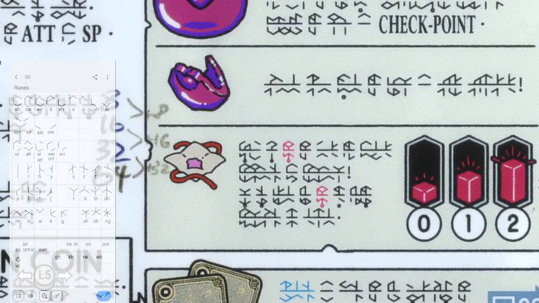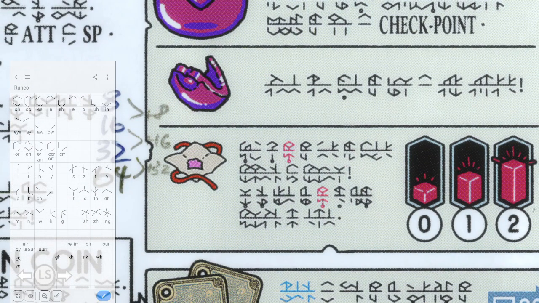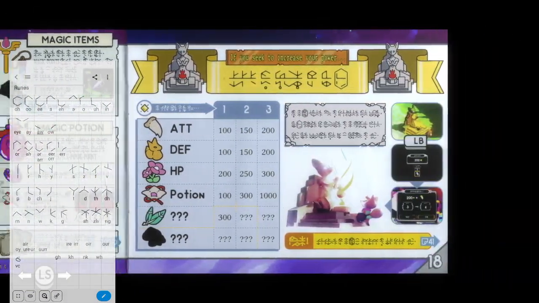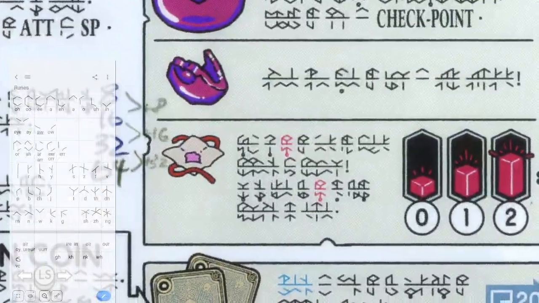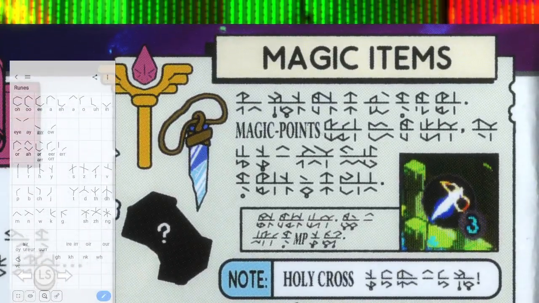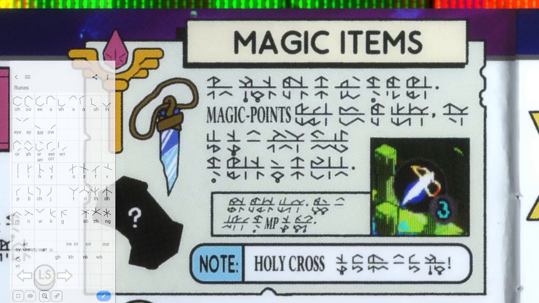Here, what's this about? Items, that's right. That's about upgrading your potions. Magic items. Okay, let's read the magic items section.